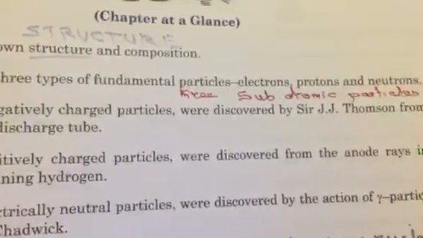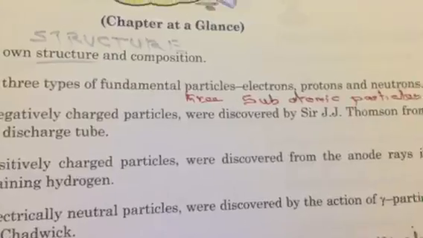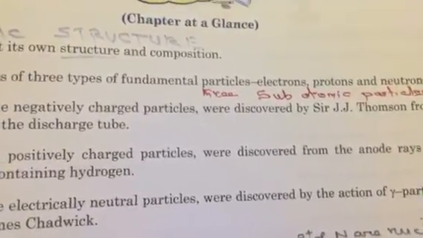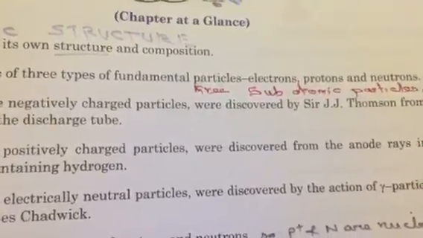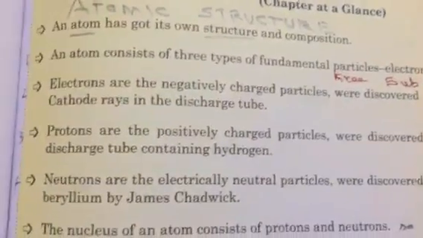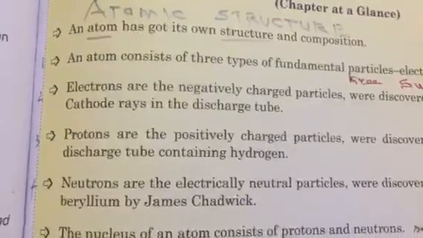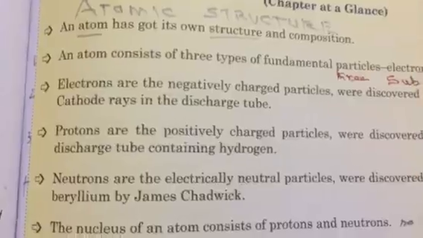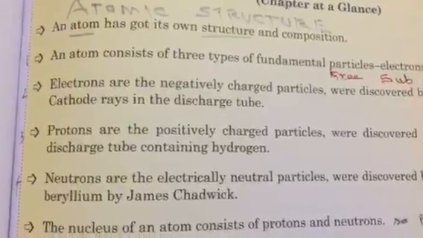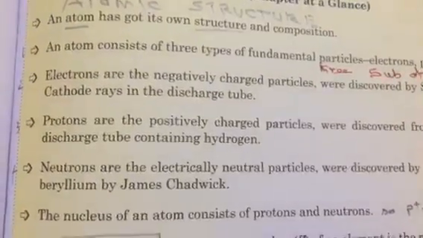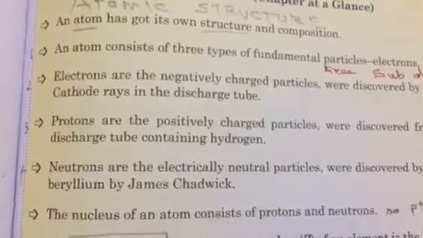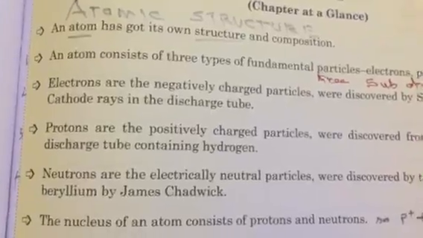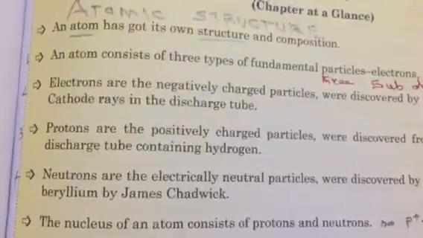electron, proton and neutron. Electron is also written in short form as e minus on the head, proton as p plus, and neutron is neutral. This is the description in the next points, number 2, 3 and 4. Electrons are negatively charged, protons are positively charged and neutrons are electrically neutral.